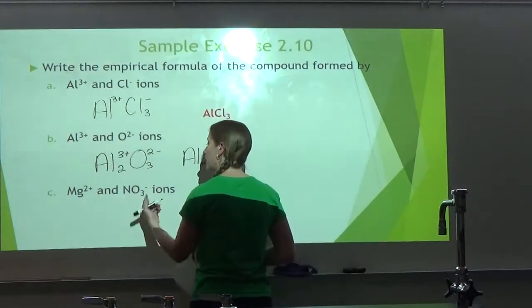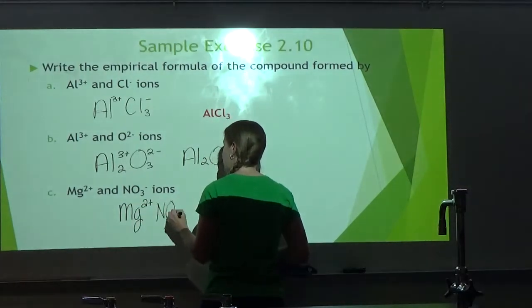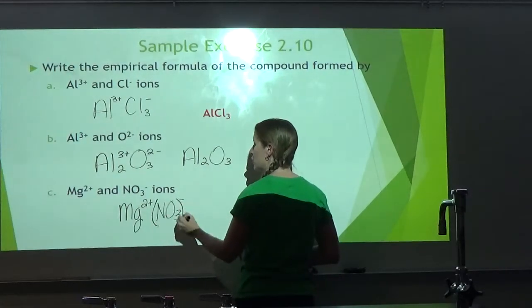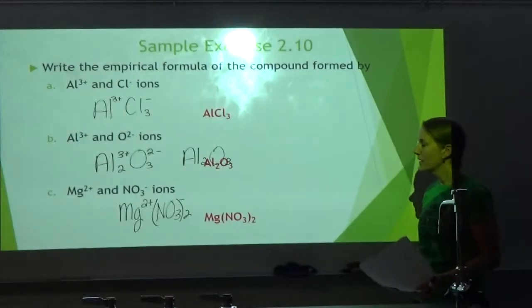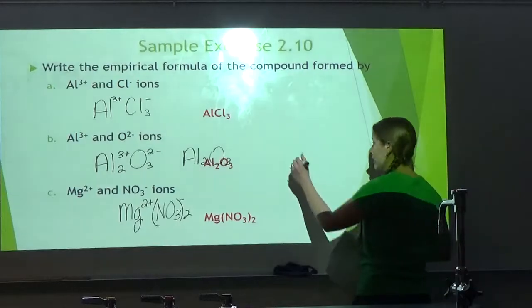Alright, and then last, now we have polyatomic ions. So we have magnesium with a 2 positive, nitrate with just a negative 1, to cancel out to make a negative 2, I need 2 nitrates. So don't forget, when you add a subscript to a polyatomic ion, it has to be in parentheses. And don't forget, hydroxide needs parentheses too.